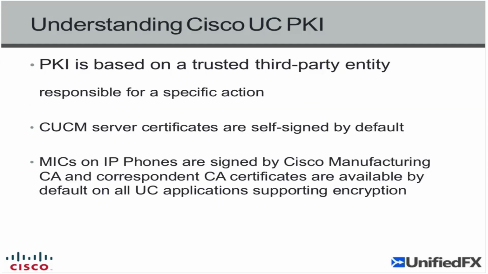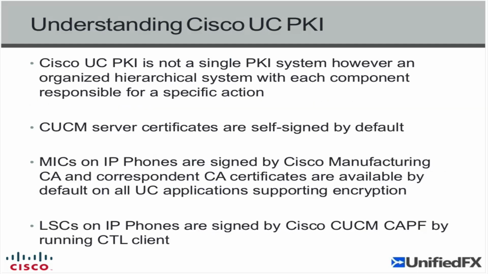So with a quick introduction to what PKI is all about, let's understand how Cisco UC is leveraging it. Cisco UC is not a singular PKI system, but it's a hierarchy, an organization of PKI. If I get a phone from the factory, right out of the box, the phone would not have encryption enabled by default. However, the phone does have certificates which can help enable encryption in no time.